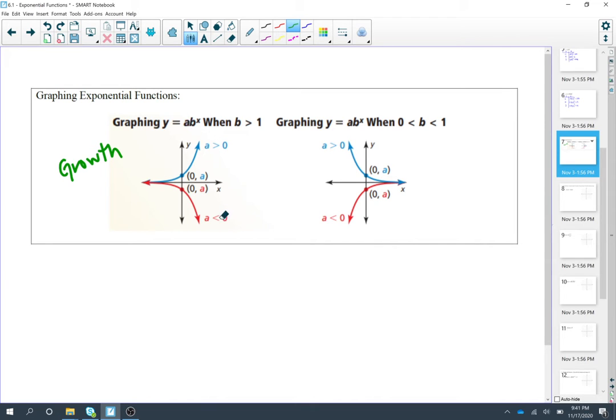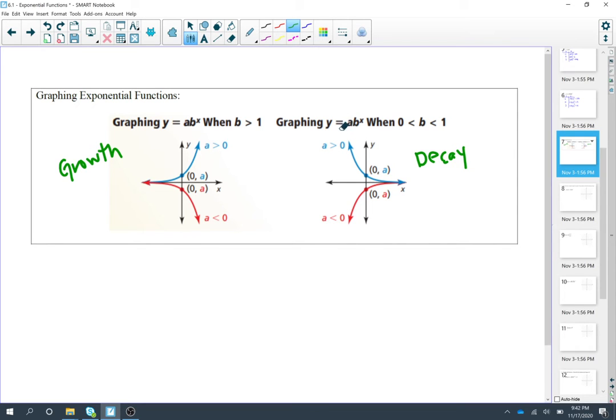So if A is negative, or less than 0, essentially what it's going to do is reflect it over the x-axis. Now, over here on the right, we have the opposite version of that, and this one isn't growing. If you follow it, it's going down. When it's going down, we start using the word decay. If you're talking about science class, there's exponential decay, going down. And that's when your B value is between 0 and 1. So 1/2, 1/4, 0.25, a decimal or a fraction.